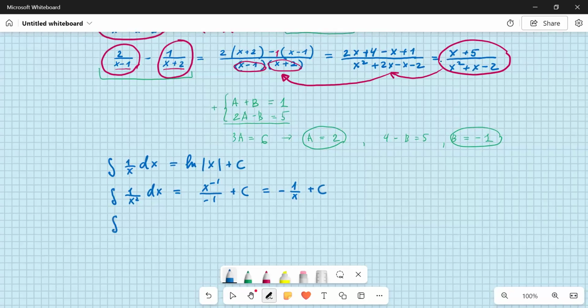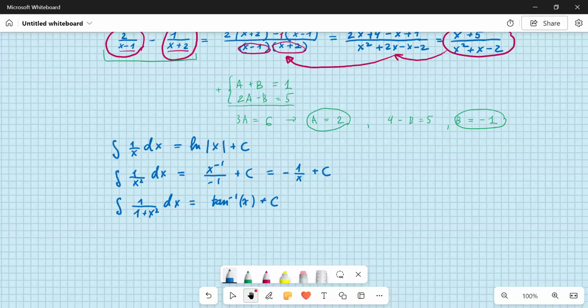Okay, what is the integral of 1 over 1 plus x squared? This one is a table integral. We learned this integral when we were doing inverse trigonometric functions, and actually this one is tangent inverse of x. I hope that you guys still remember it. Now you'll probably ask how these integrals are connected to our fractions.